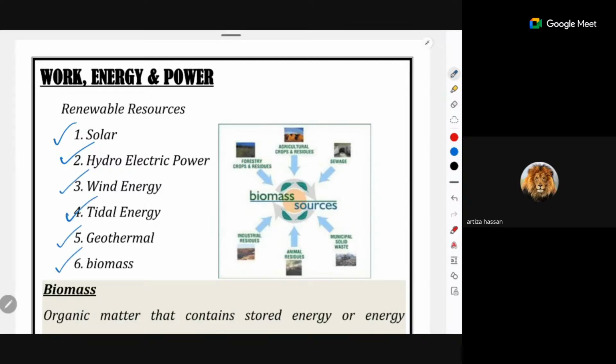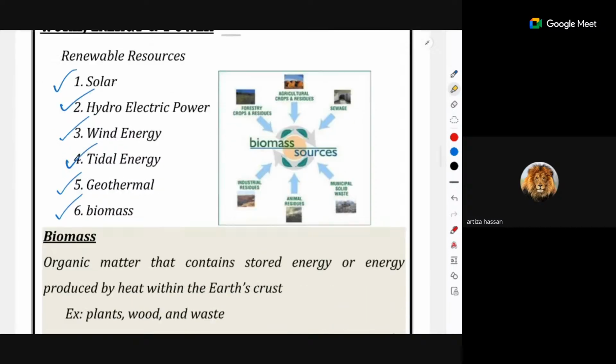So these all are your renewable sources. The question will be asked to you: you have to identify the renewable source of energy. So is my question clear to you? You will be asked to identify which source is renewable and which is not. Okay, so how many of you are able to recall them? Six: solar, hydro, wind, tidal, geothermal, and biomass. They all are your renewable sources.